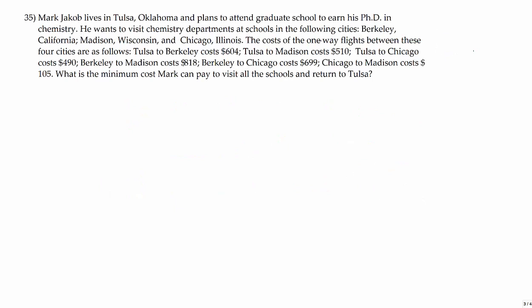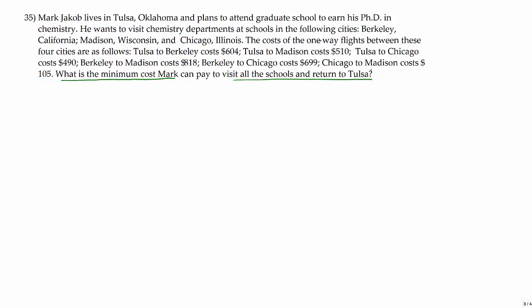Okay, so for question number 35, we have Mark who's going to visit a number of different departments, and they give the cost of each of these. And then the question is what is the minimum cost that he can pay to visit all the schools and return to Tulsa? So if you think of each school as a vertex, then we're looking for a Hamilton circuit. For this particular question, we're going to first set up our graph, and then decide which method we want to use to find the minimum. So either the nearest neighbor algorithm or the brute force method.